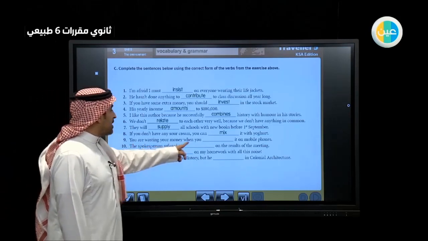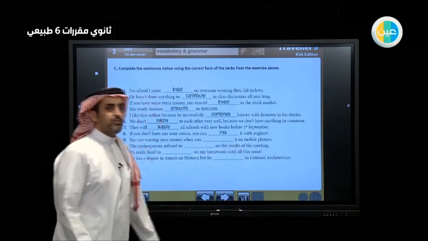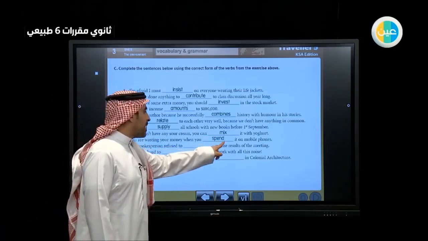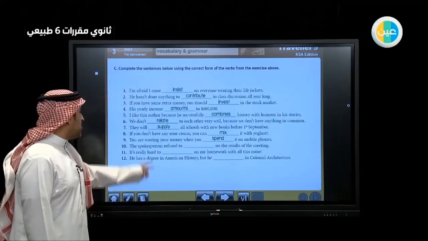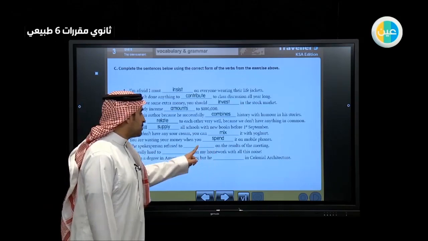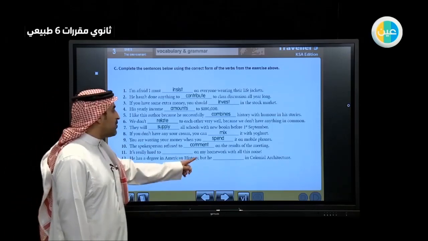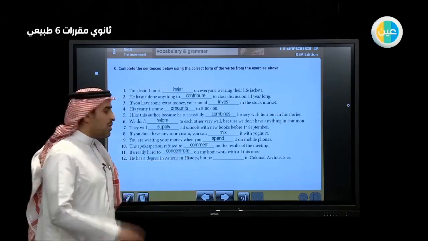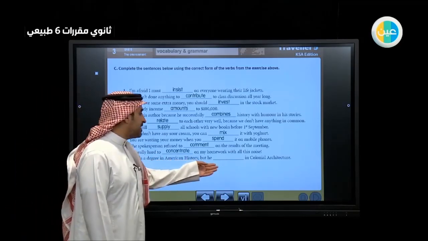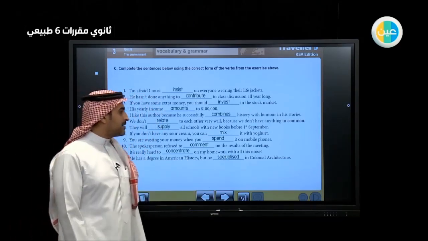You are wasting your money. You pay your money when you buy a mobile phone. When you pay your money for your mobile phone, you are wasting your money. So spend it. The spokesperson refused to comment on. Yes, to comment on. It's really hard to concentrate on my homework with all this news. To concentrate on. He has a degree in American history, but he specialized in colonial architecture. Okay?